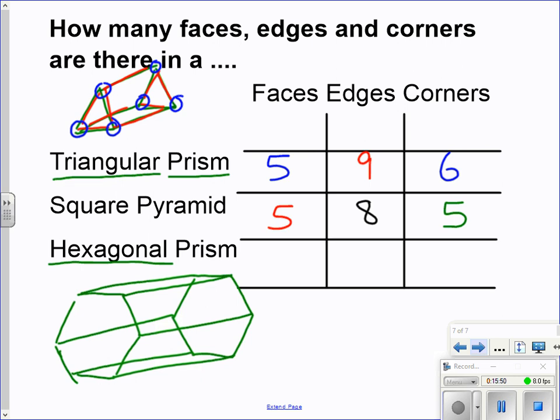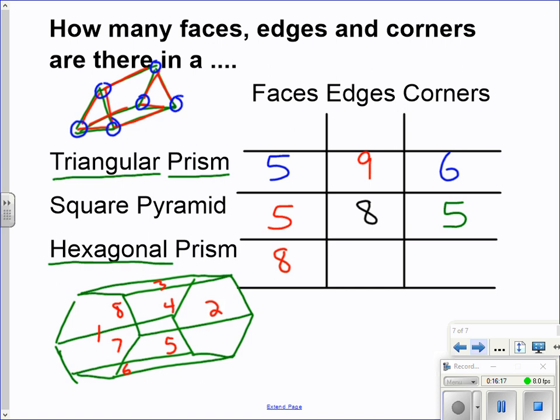How many faces are there? Well, there is a front and back, and then there's a top, this side, the bottom, 6, 7, 8 panel over there. That would be 8 faces. So 6 that go all the way around it, and a front and a back.